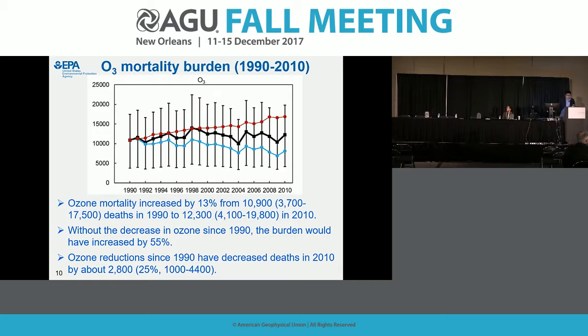And then this is a similar plot for ozone, and we found that for the ozone mortality, it actually increased by 13%, from almost 11,000 deaths per year in 1990 to 12,000 deaths in 2010. And with the same sensitivity analysis, we found that without the decrease in ozone, however, the burden would increase by 55%. And also, by looking at the red lines, we found that the ozone reductions since 1990 have decreased deaths in 2010 by about 3,000.